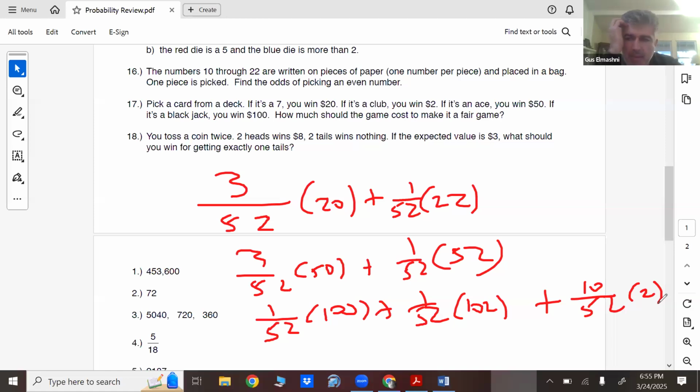Still got 973. Hold on. Got the same thing still. 13 out of 52. Hmm, I think here.